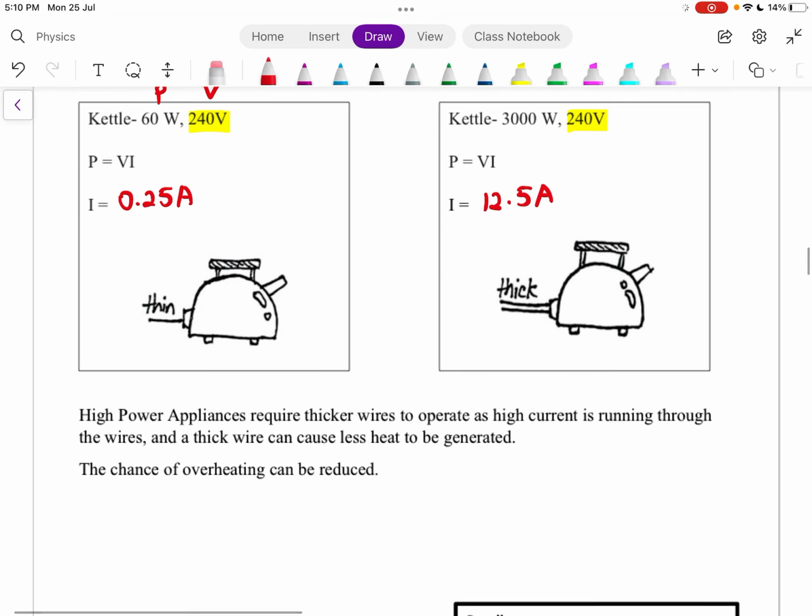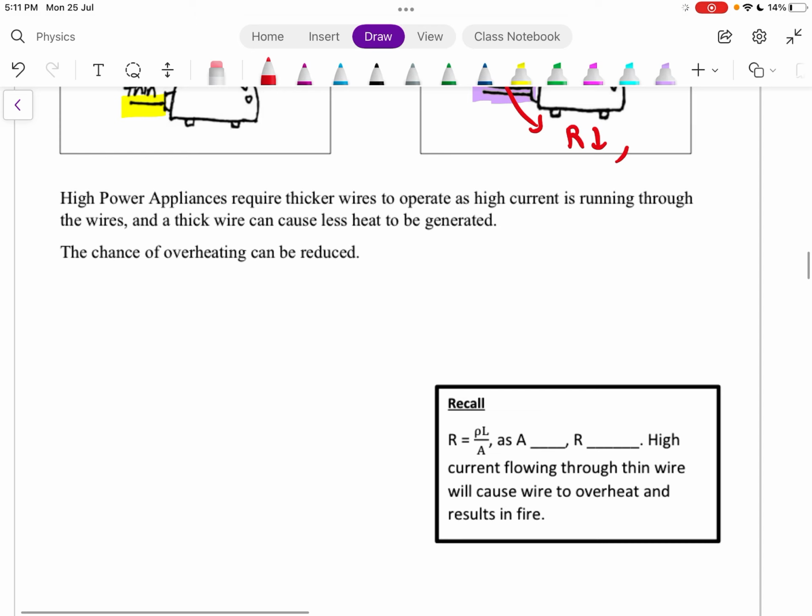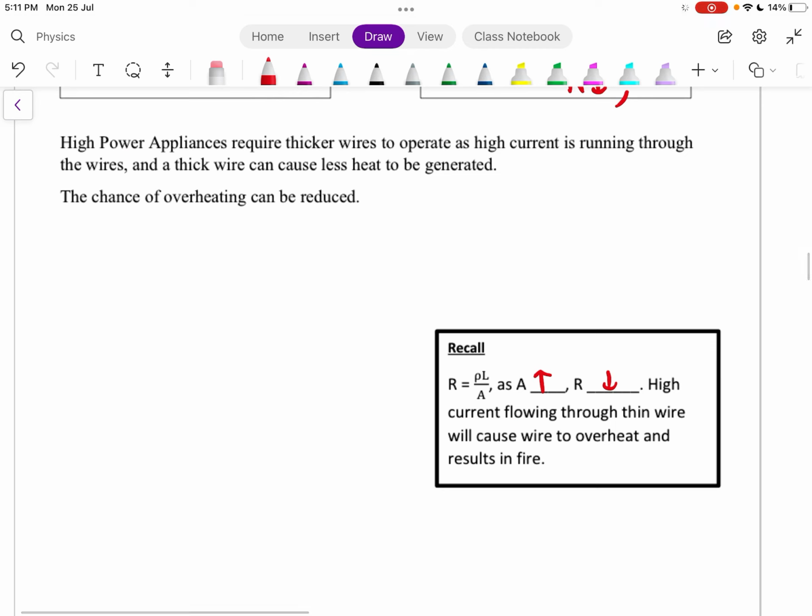The next thing that you will notice is that for the high power kettle, the wire is rather thick, and for the low power kettle it is rather thin. Why is that so? Because thick wire can reduce the resistance. Why is the resistance low? Because remember our R equal to rho L over A. As area increases, the resistance will decrease, provided that in both cases the length is the same and of course it's made of the same material, which is the resistivity. So if your area is thick, your resistance will be low.